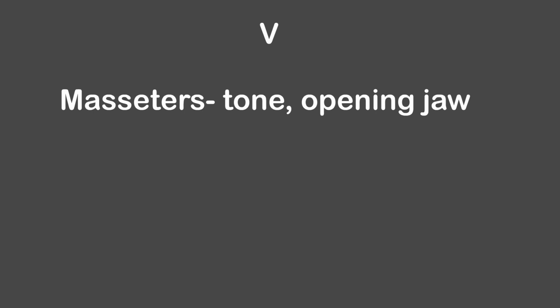So masseters. We ask the patient to clench his teeth and we check for the tone of the masseters. We also ask the patient to protract his jaw and move it to the left against your resistance and to the right against your resistance. Then we go on to the seventh cranial nerve, which is the facial nerve.